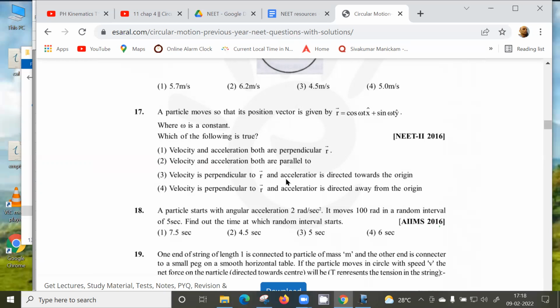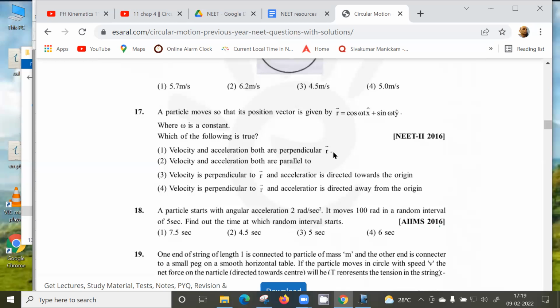Is it clear? Yes. Question 17. Can you explain it again, sir? 17 is uniform circular motion, right? R equals cos omega t x cap plus sin omega t y cap. So this is uniform circular motion because omega is constant. For uniform circular motion, velocity is perpendicular to R and acceleration is along R.